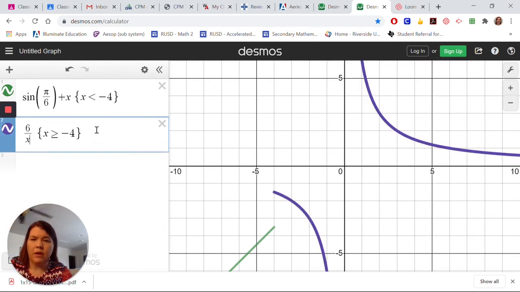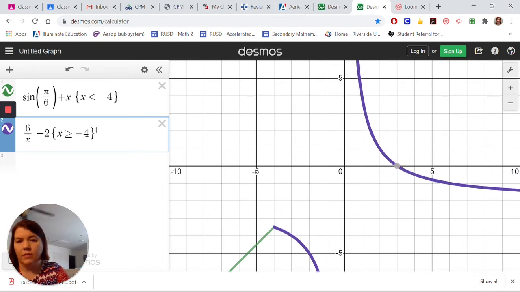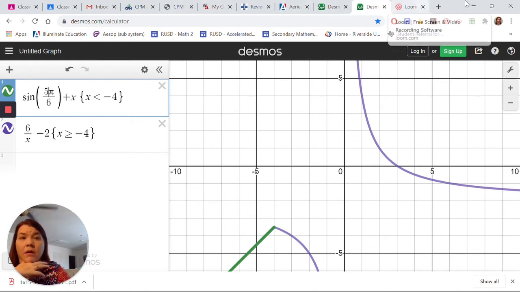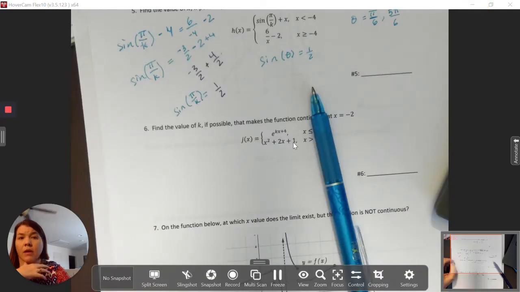6 over x minus 2. Okay. So even though it's not, we just wanted to make it continuous at negative 4. So it's not continuous because we have an infinite discontinuity at 0. But pi/6, I wonder what would happen if I use 5pi/6. It'll still work. So it's all good. So it looks like any number would have worked, which is nice. It makes it easier. Okay, so back we go. Either of them is correct.